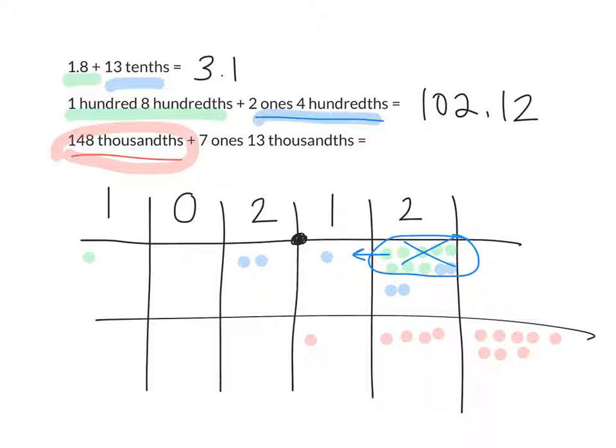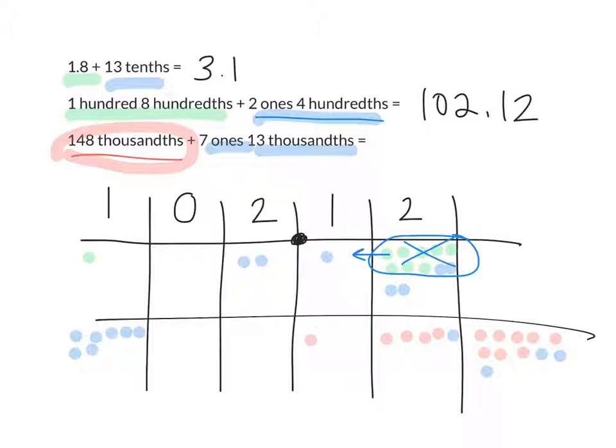Okay, now let's add to it. What are we adding to it? 7 ones, 13 thousandths. Okay, so 7 ones, 1, 2, 3, 4, 5, 6, 7. 13 thousandths. I could draw 13, or I also know that 10 thousandths is 1 hundredth. Good, so go ahead and draw 1. And then I have 3 more, so 1, 2, 3.